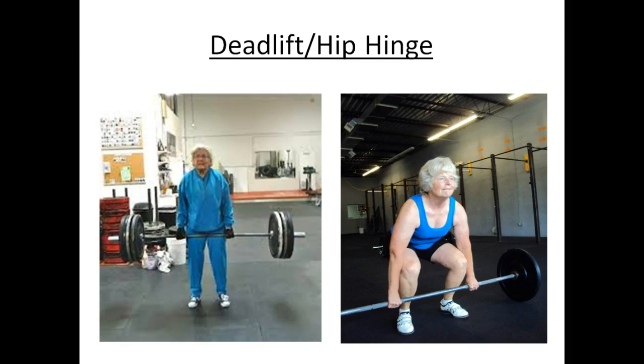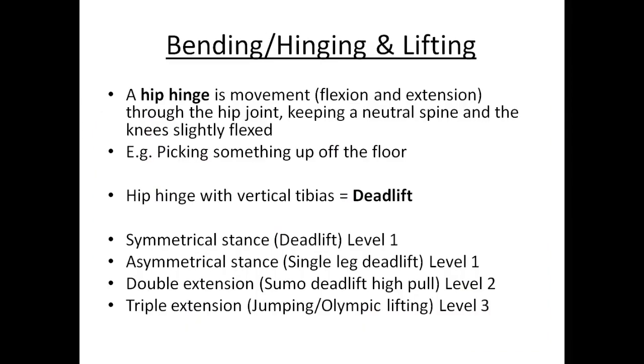I'm sure you weren't expecting this image, but there's no reason why Granny can't be lifting weights. And that's the hip hinge movement that she's doing there. So bending from the hips is about keeping a neutral spine, knees slightly flexed, and you're just picking something up from the floor. You're just hinging at the hip like you're taking a bow. And that's the deadlift movement.